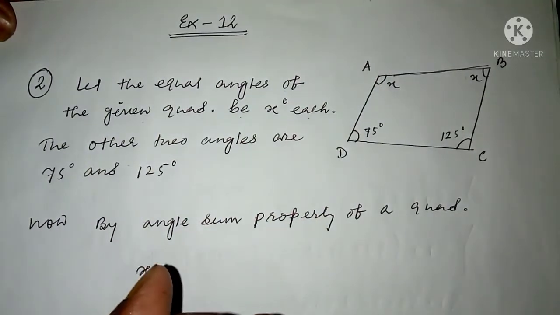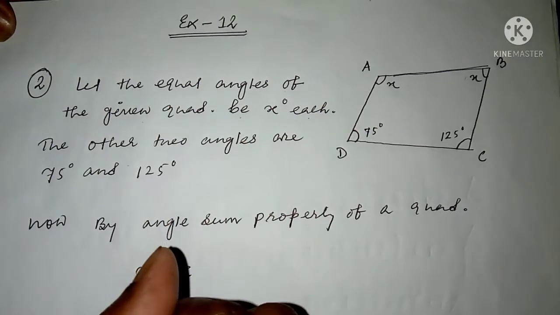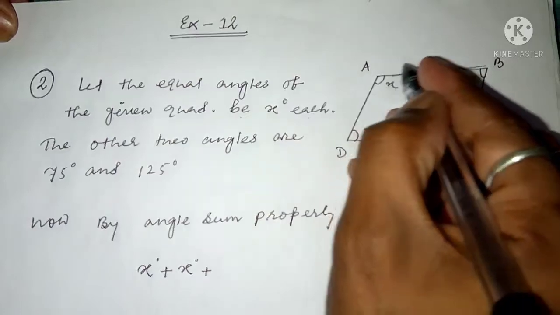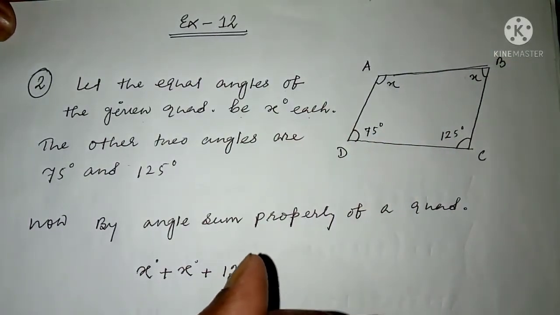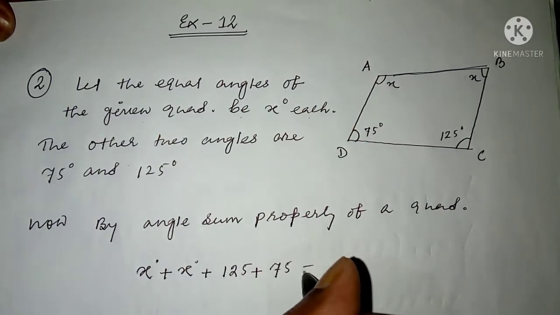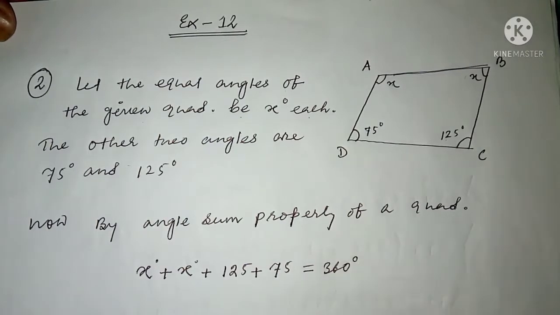That means the first is x. Then the second one is also x degree. Then next, I'm moving in a clockwise direction, so write x, 125. Then this is 125, this is 75. So by angle sum property we know it is how much? It is 360 degree.